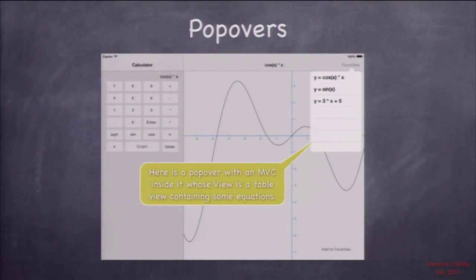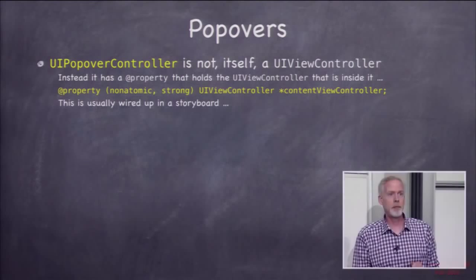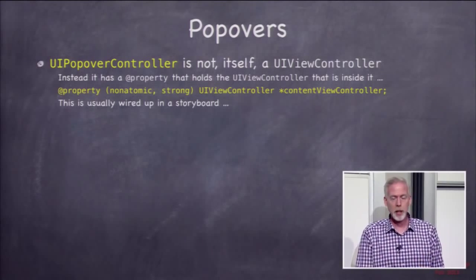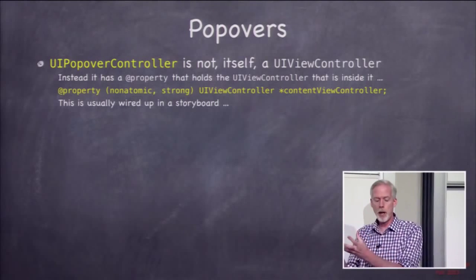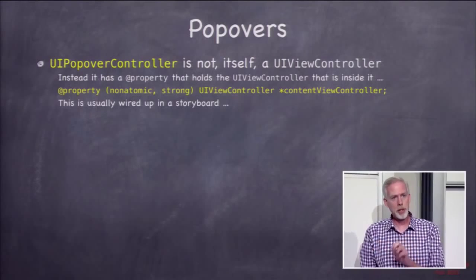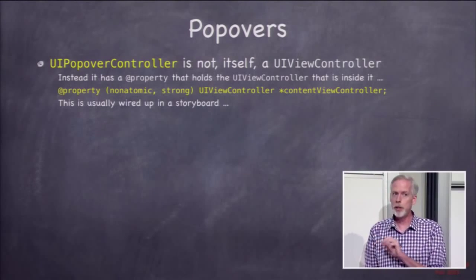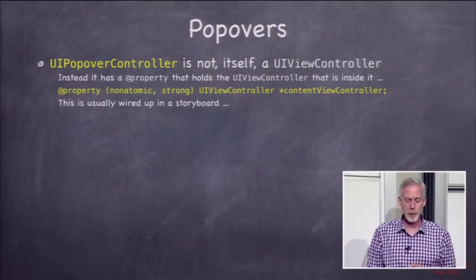Okay? All right, last thing we're going to talk about on iPad is popovers. So this is what a popover looks like. Okay, there's a little table view with the equations in it inside a popover. And popover controller, the class, is actually not a UI view controller. Okay, popover controller is an NS object, but what it does is it controls another view controller popping up on screen. Okay, and it does that with this property content view controller. You set that on a UI popover controller. Usually you control drag it in storyboard, so you almost never actually set this property directly.